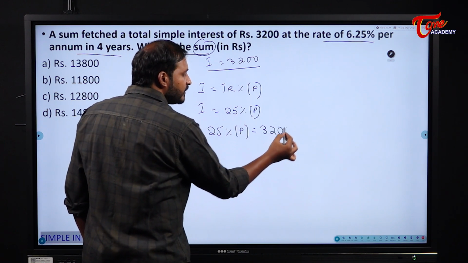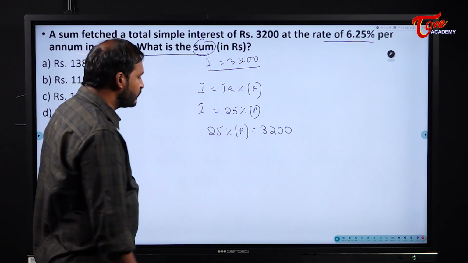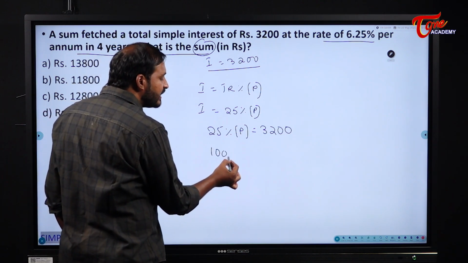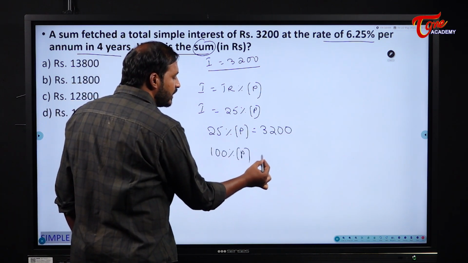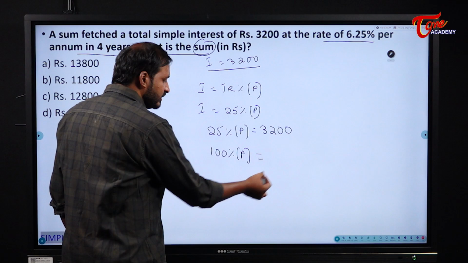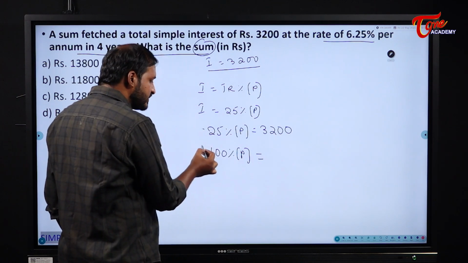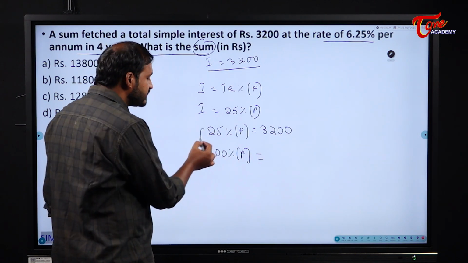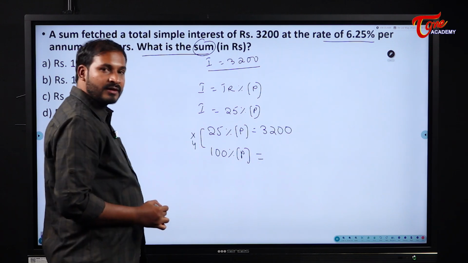3200. 25% of principal is how much? 3200. Then they are asking us what is 100% of principal? You can find the relation either in this way or in this way. In this case, for me it is easy to identify this relation, right? 25 4s are 100.